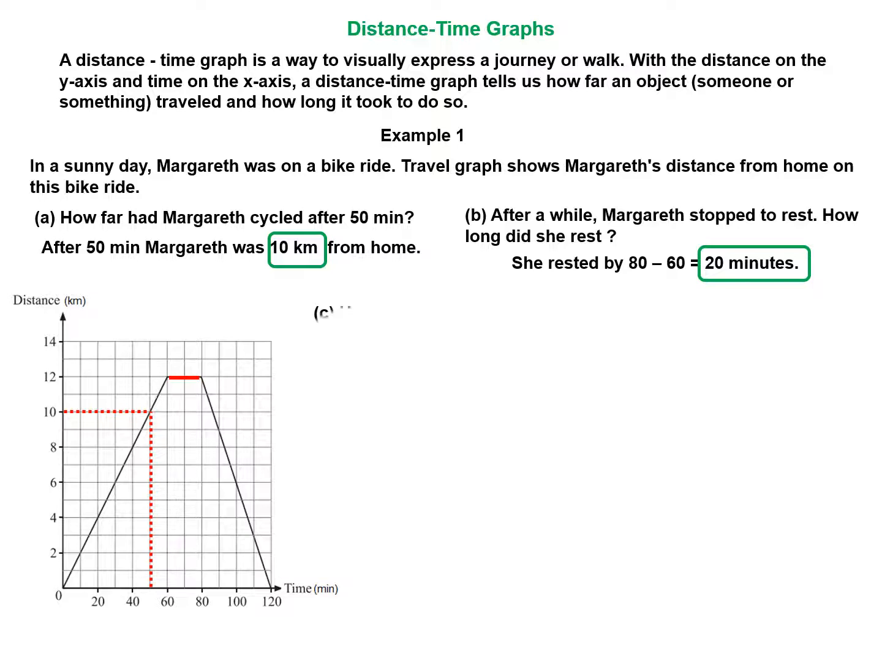How far did Margaret cycle in total on her ride? Well, during the first part, 60 minutes, Margaret cycled 12 kilometers away from her home. After 60 minutes, we can see that the line is flat, so the distance from home did not change. She was stationary for 20 minutes. Then, for the third part of the journey, after 80 minutes, she traveled back the full 12 kilometers to where she began. Then she cycled 24 kilometers.